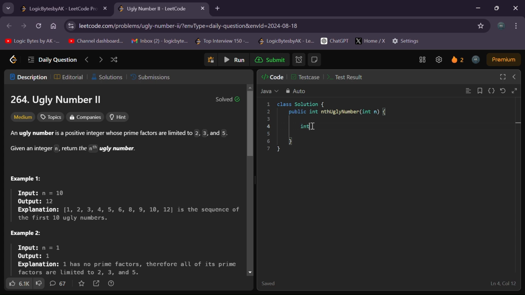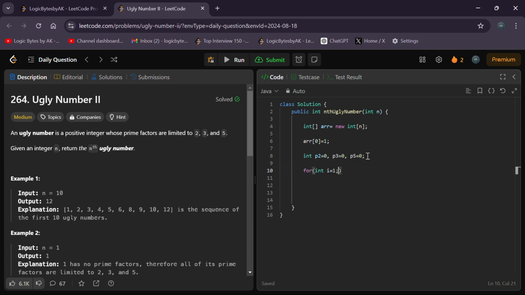We need an array to build up n numbers. Our array's first ugly number will be 1. We need three pointers to track the multiples of 2, 3 and 5. They initially point to the first ugly number, which is 1: array of p2 is 1, array of p3 is 1, array of p5 is 1. Then we build the array with a loop from 1 to n, i plus plus.